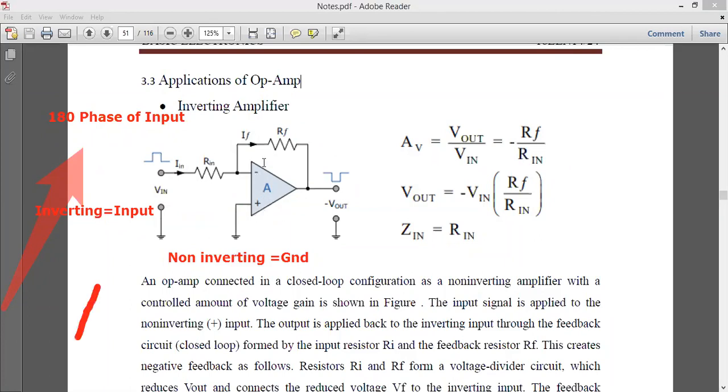The negative, which is nothing but the negative, is also known as your ground terminal, or sorry, the inverting terminal, and that inverting terminal has to be connected with some input supply. Then after doing that connection, you need to apply some input voltage.